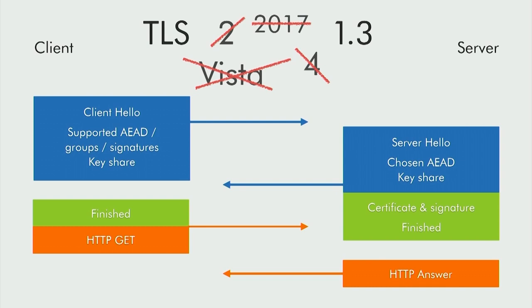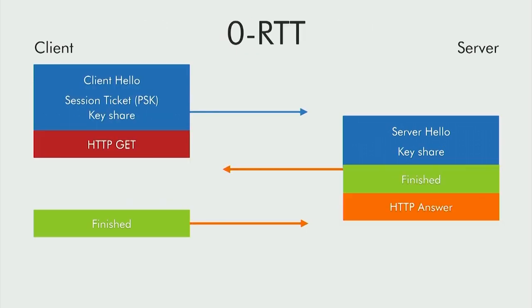And not only that, but for connections that are resumed, so connections that go to some website to which you connected in the past, it allows zero RTT connections, where there is no latency cost to TLS at all, because as soon as the client starts sending things over the wire, it's ready to send application data, for example, an HTTP request. And the server can respond immediately in the second flight.